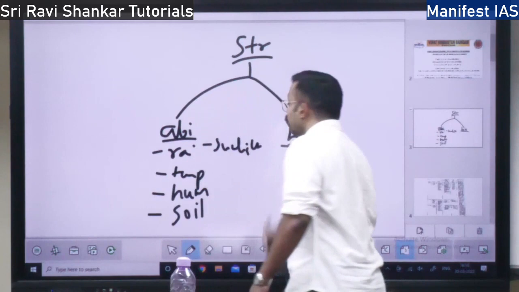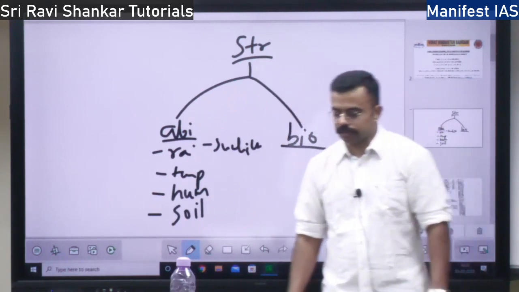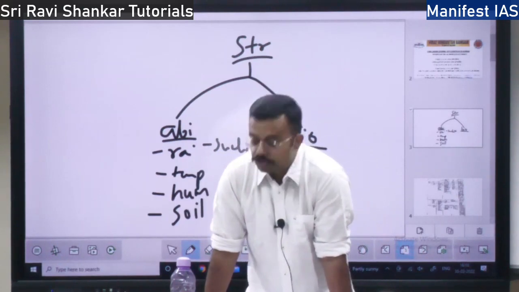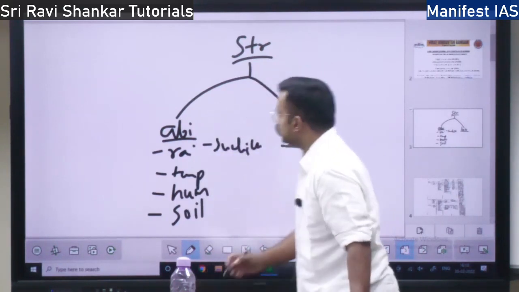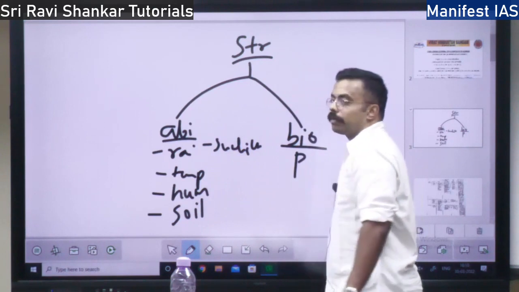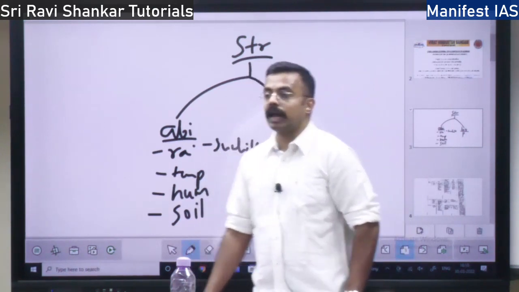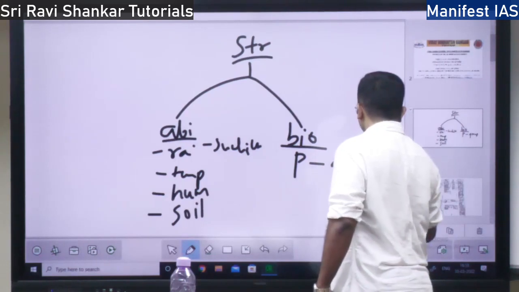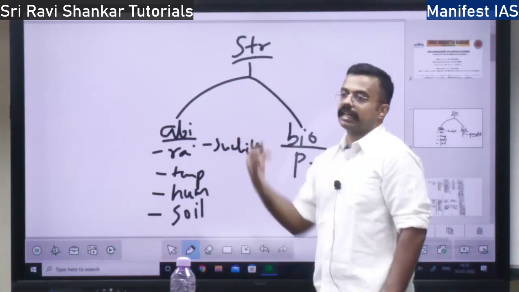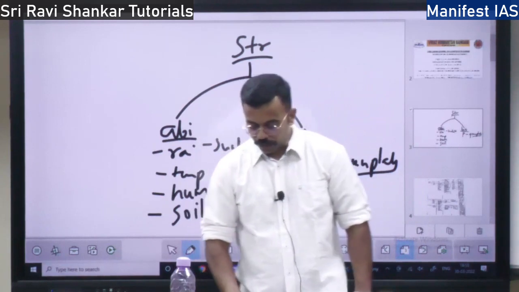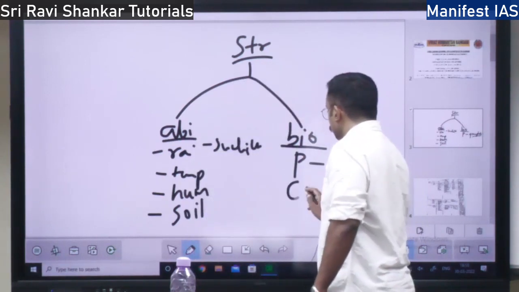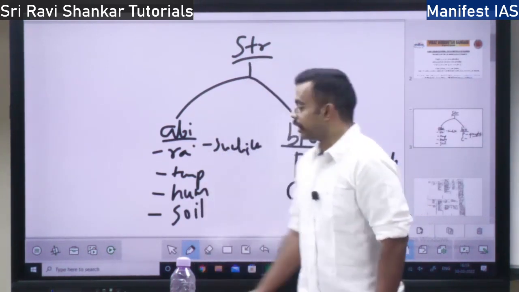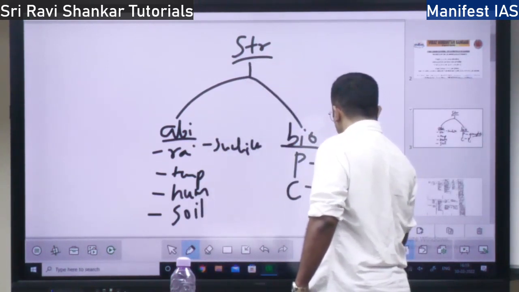And next you have the biotic components. In the biotic components, you have producers, consumers and decomposers. This is very important. Producers means what? You have green plants. Green plants are the producers. They produce the food. How do they produce the food? Via photosynthesis, taking the energy from the sun, they produce the food. Next, you have consumers. You have three types of consumers: primary consumer, secondary consumer, and tertiary consumer.